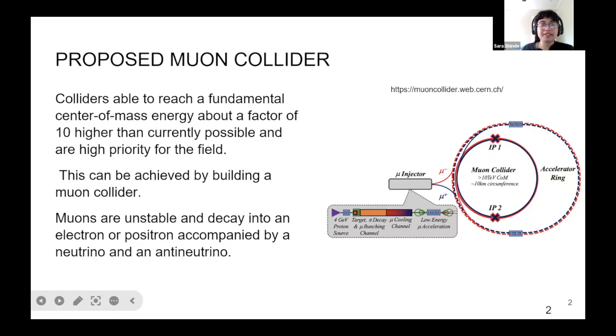The proposed Muon collider would be able to reach a fundamental center of mass energy about a factor of 10 higher than is currently possible, and it is a high priority for the field. And this can be achieved by building a Muon collider. Muons are particles which are unstable and decay into an electron or positron, accompanied by neutrino and antineutrino. This is a picture of the proposed Muon collider.